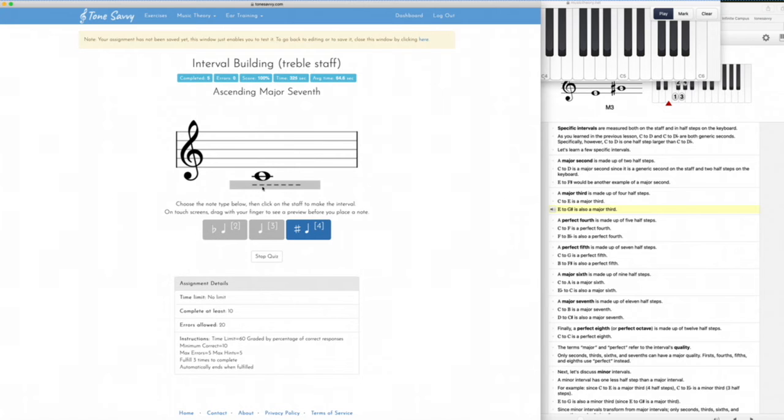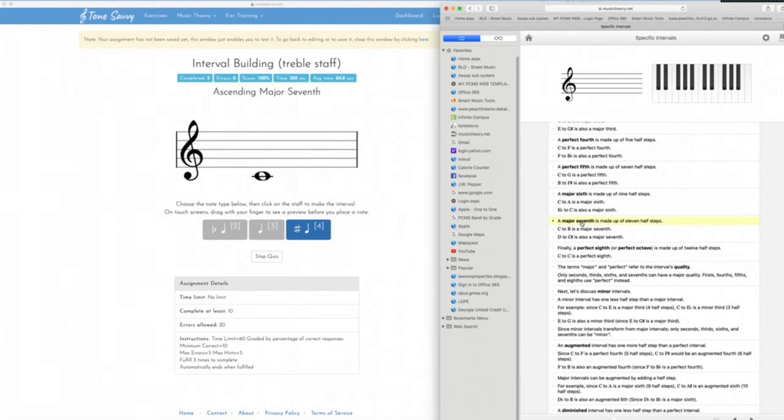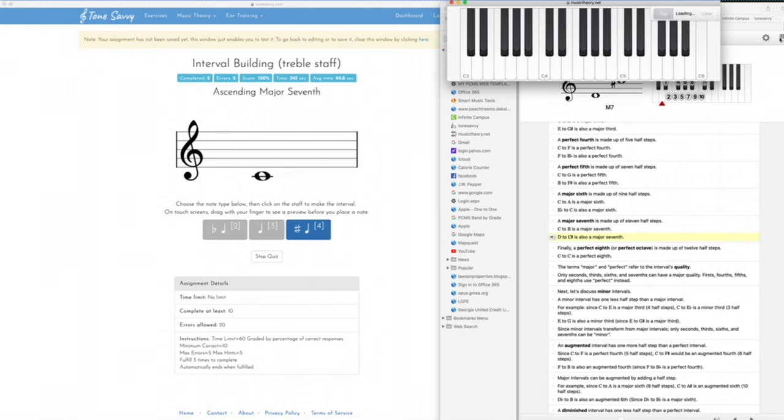Makes it G sharp. Ascending major 7th. Looking over here on musictheory.net, it tells you a major 7th is made up of 11 half steps. C to B or D to C sharp. Now sometimes it helps to go in reverse order just to find note names, because look at this.